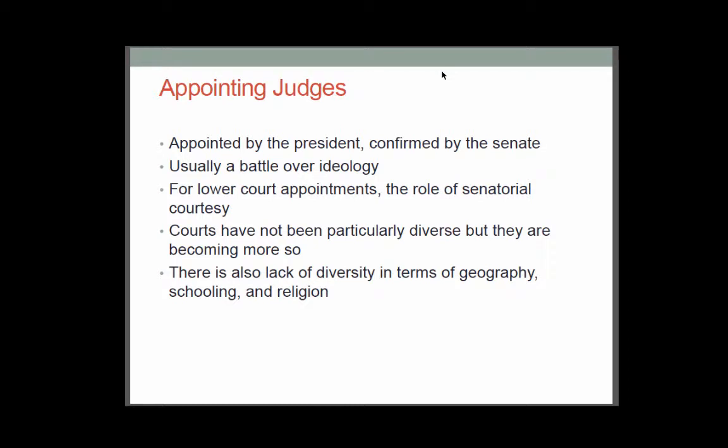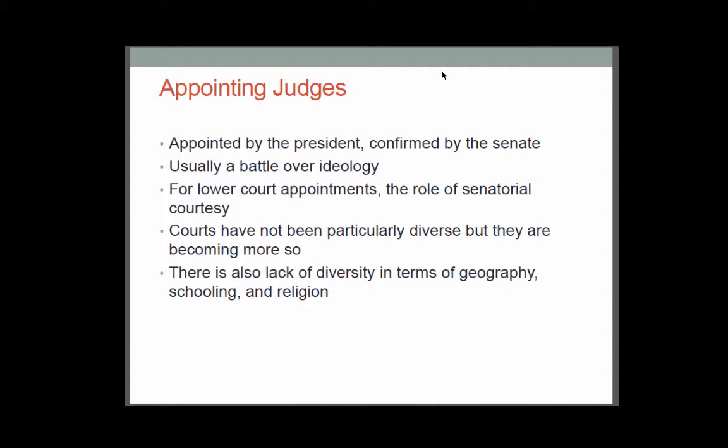Appointing of judges is the next thing you need to understand about the courts. Of course, judges in the federal system are appointed by the president and confirmed by the Senate. At the state level, there's a variety of different ways in which judges are selected or even elected, as in the case of places like Pennsylvania and some other states.